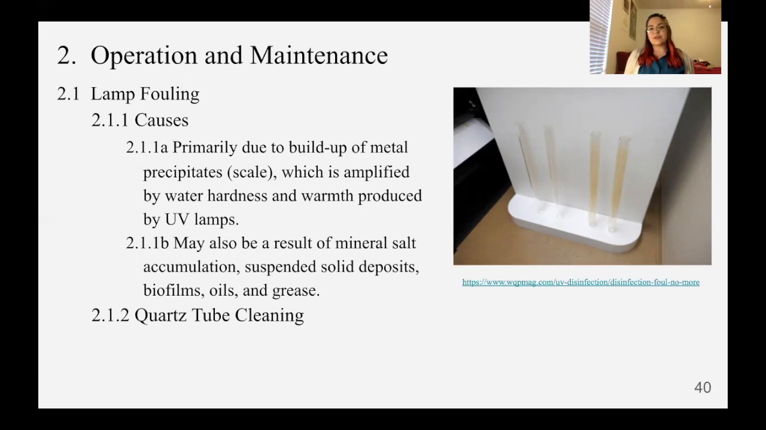For operation and maintenance, our first concern is going to be lamp fouling. It is caused from metal buildup or scale onto these quartz tubes and can be amplified by the turbidity or hardness of the water and the warmth produced by the UV lamps. It may also result from depositions of mineral salts, suspended solids, biofilms, oils, and grease. And so we will have to clean these tubes.